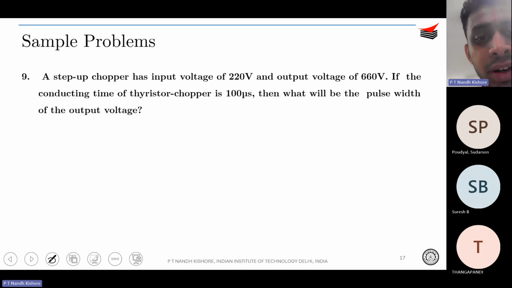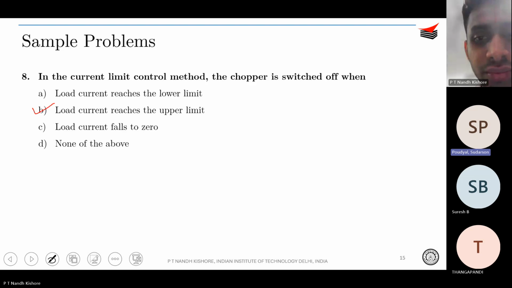A step up chopper has input voltage of 220 volts and an output voltage of 66. Like, what is the application of this type of chopper, sir? Where we don't have any capacitor but only RL load. What is the application of this kind of chopper circuit, where we only have RL load but no capacitor and EMF?